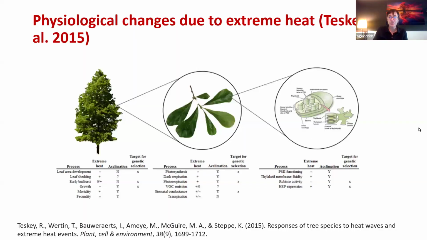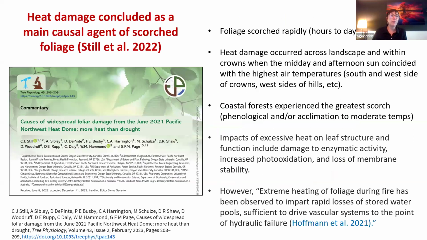So we know that physiological changes happen due to heat, because there's a lot of study on kind of how fire affects foliage. But I did want to point out this particular paper that I think is a great paper that kind of goes into showing how heat was the main causal agent of the scorched foliage in the heat dome effects in Washington and Oregon. And a lot of that was based on the patterns. They have some really good data in this paper about temperature gauges throughout a tree crown in an experimental forest.